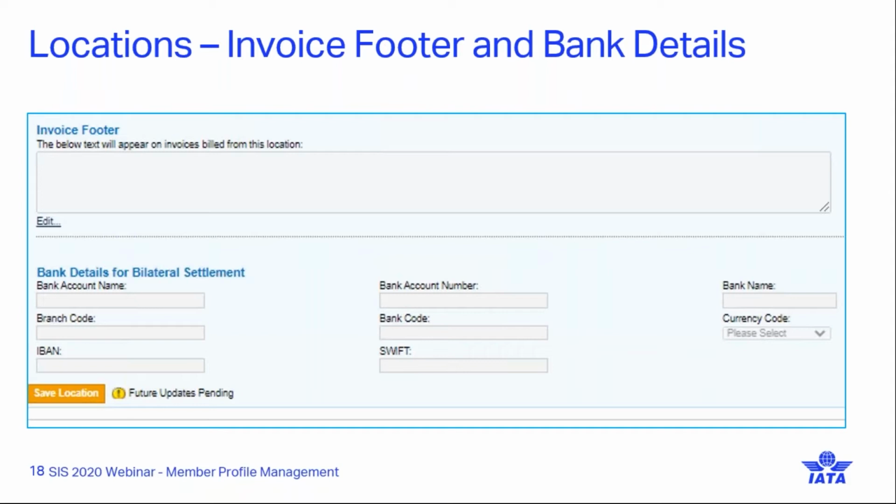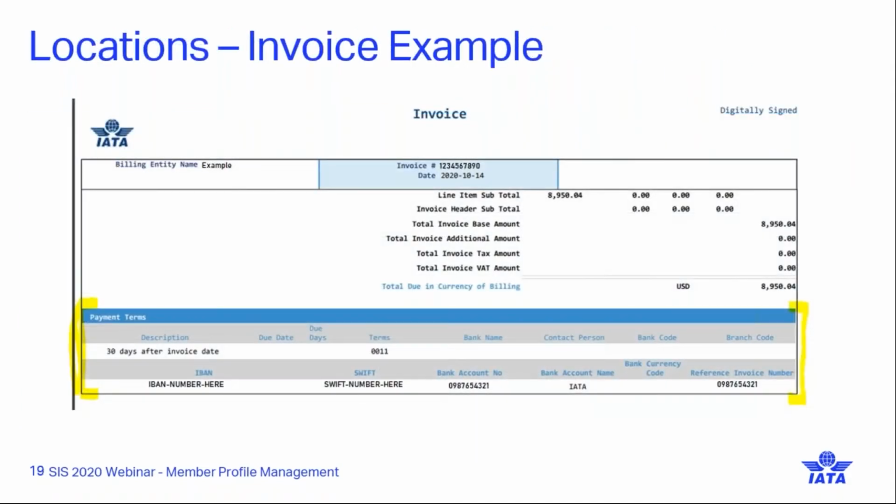As seen in member details, information here can only be edited by the bank request form found on the SIS website. Once returned to us and filled in, information will appear at the bottom of the invoice as per this example.